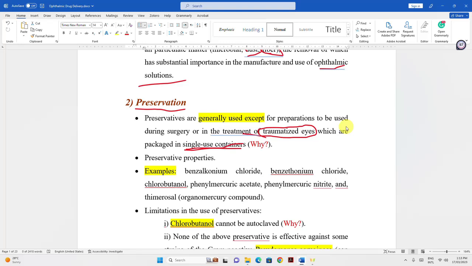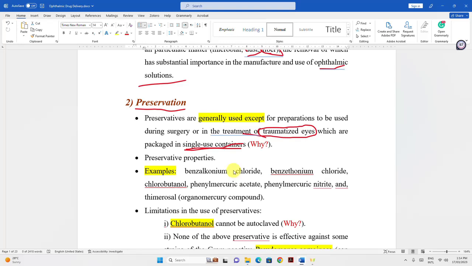In that case you use a large volume of liquid, and it has to be in single use containers, because the presence of preservative in such a large volume and using them on the eye will cause irritation to an eye that is already irritated, and I don't want to irritate the eye, so I don't want to add preservative in such cases.